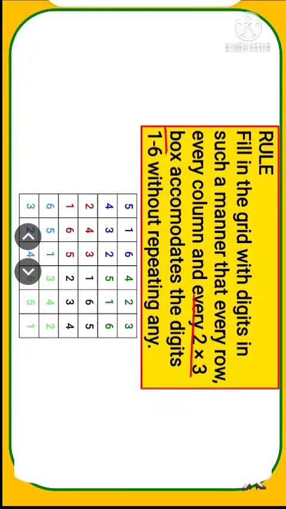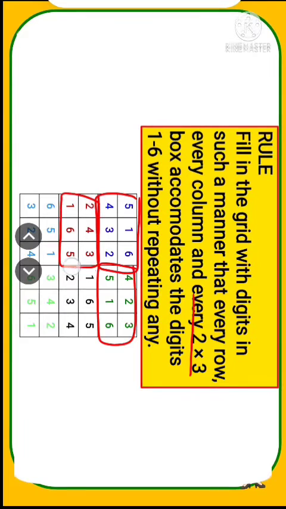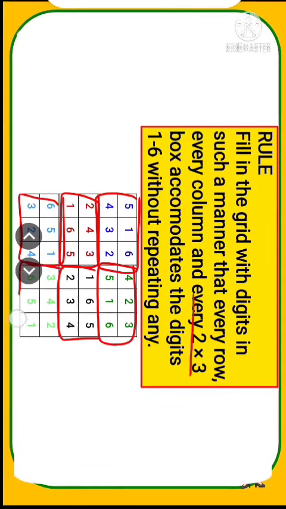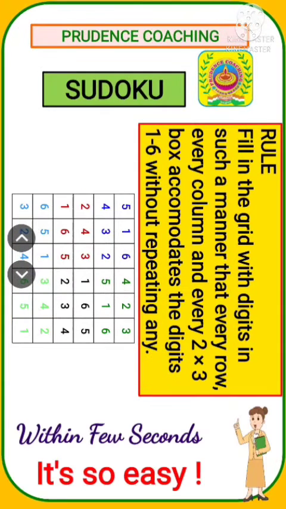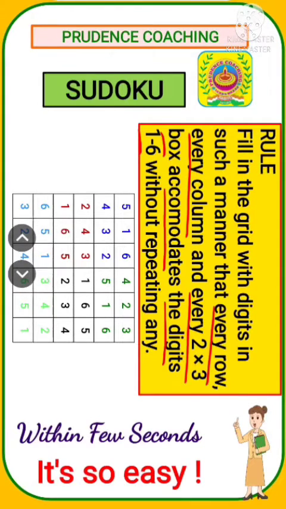So similarly, how many 2 into 3 boxes are there here? 6 boxes. As you can see, this one is the first, this one is the second, this one is the third, this one is the fourth, this one is the fifth, and lastly the sixth one. So here it is said that every row, every column and every 2 into 3 box accommodates the digits 1 to 6, that means 1, 2, 3, 4, 5, 6, without repeating any.